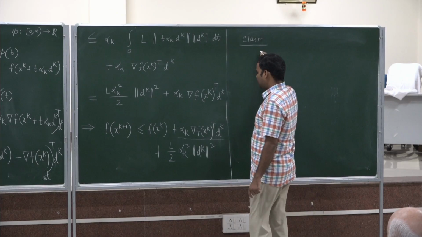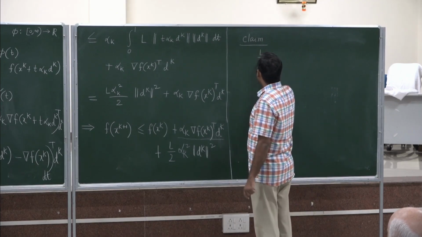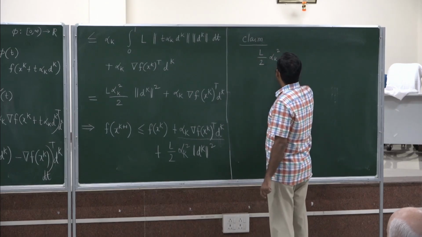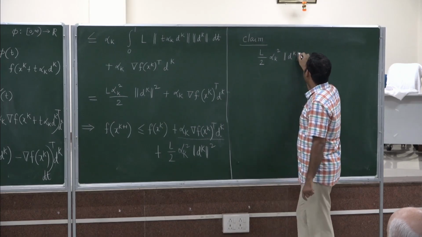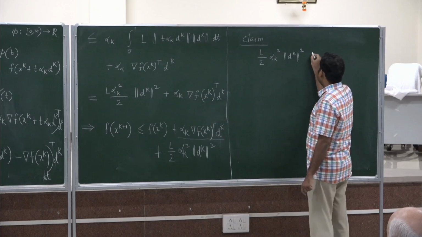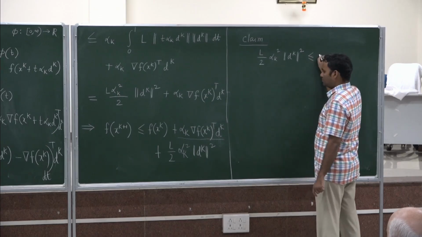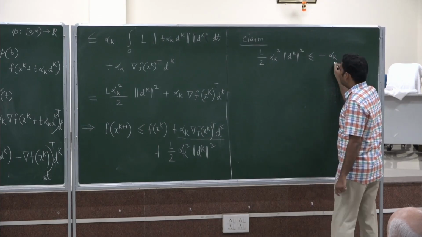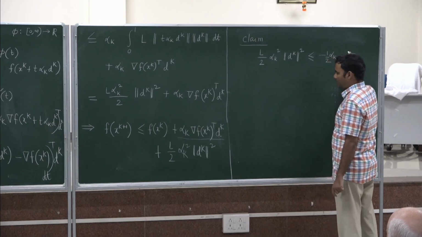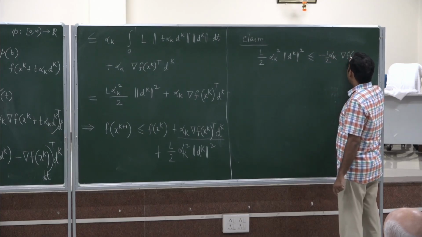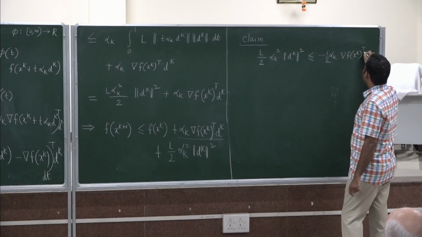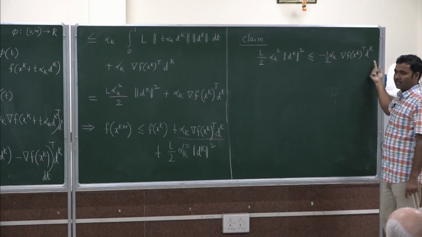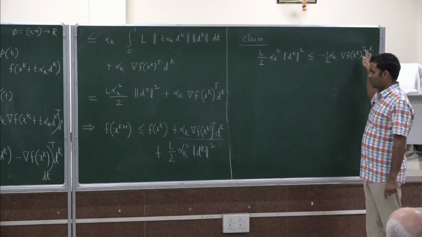We claim that we have L by 2 alpha k square norm dk square is less than equal to minus half of alpha k gradient of f(xk) transpose dk. This term is positive because dk is a descent direction and therefore this term is positive.